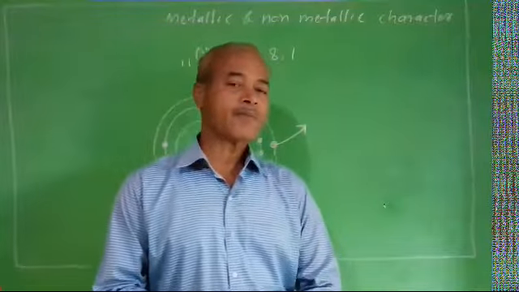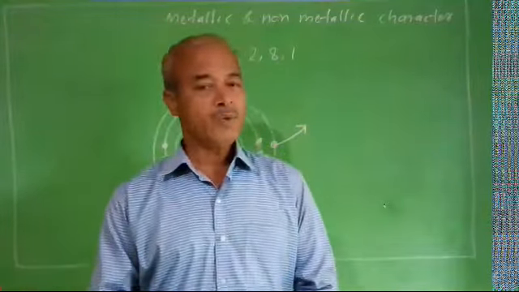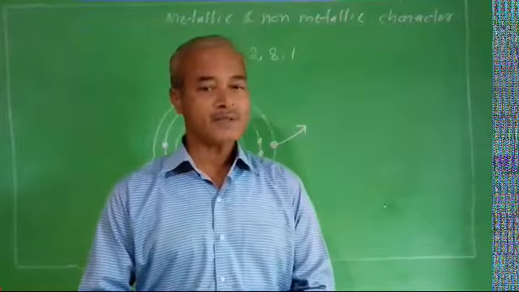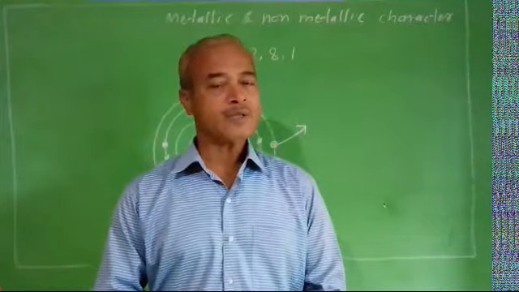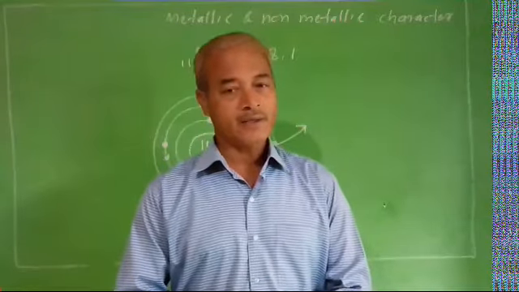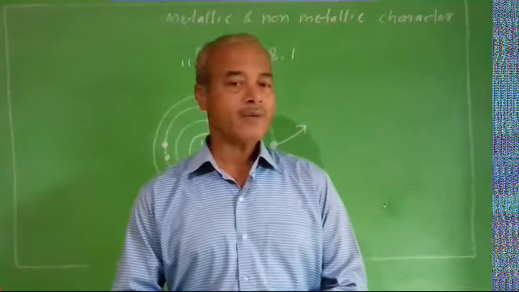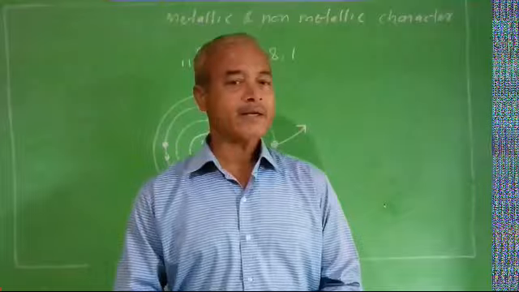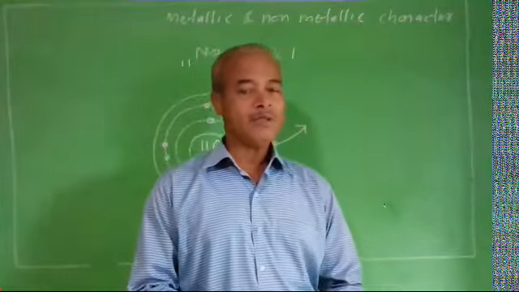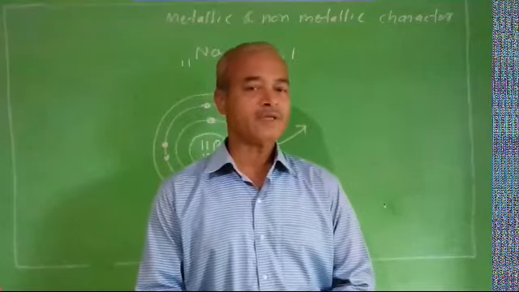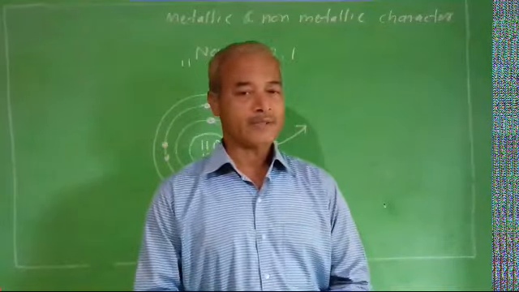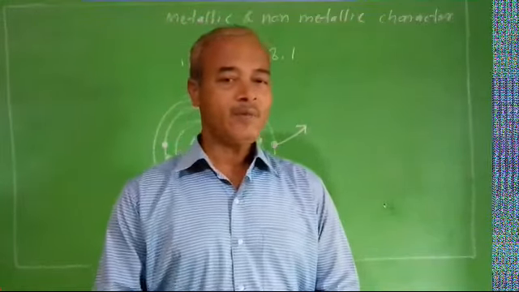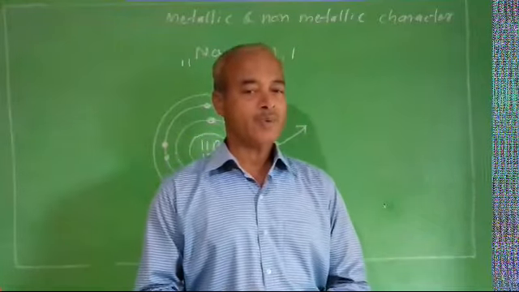So in this way, metals have a tendency to lose valence electrons and form positively charged ions called cations. This property is called metallic character, or it is also called electropositivity. Electropositivity or metallic character is the property of losing electrons and forming positively charged ions called cations. Now let us see how electropositivity changes in the period and in the group.